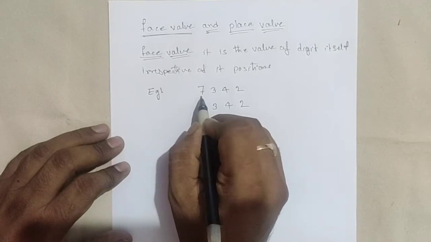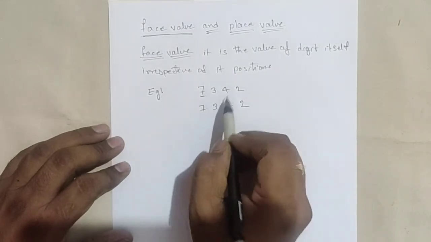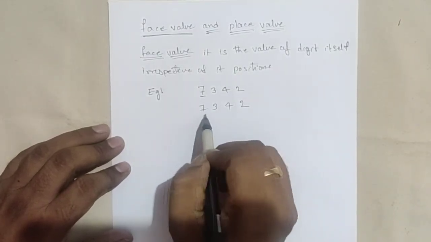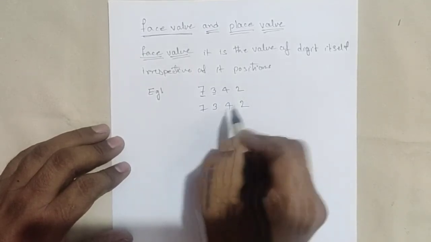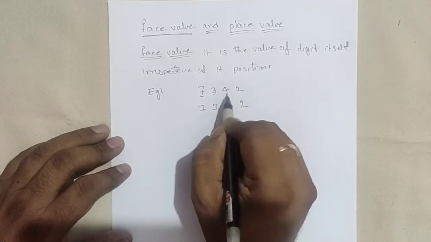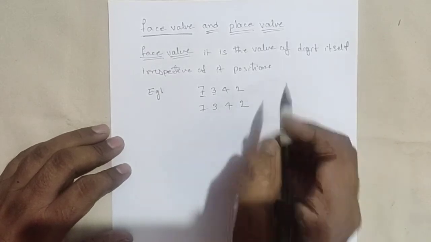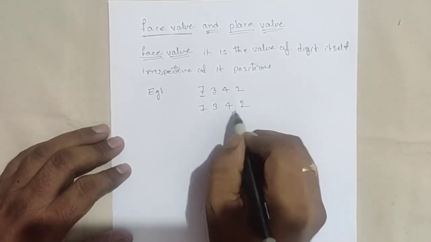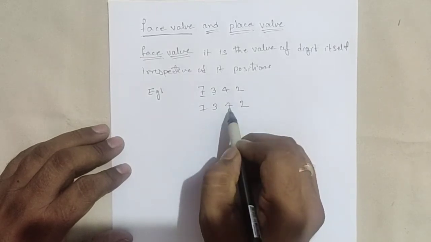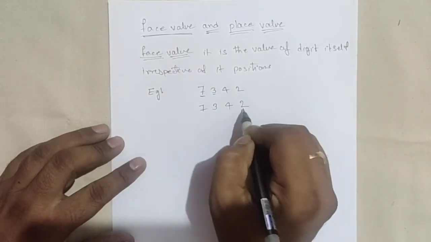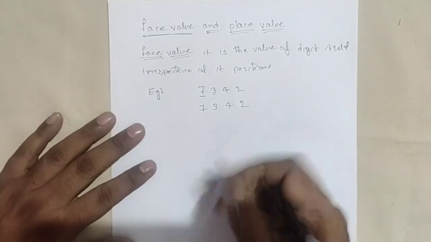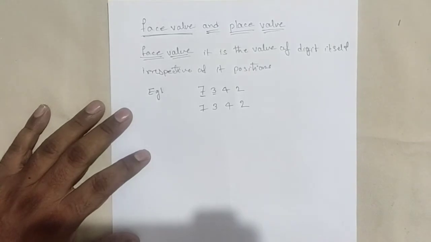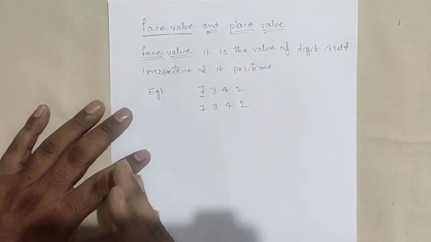See, 7000, it is in the thousands position, even though its face value is 7 only. 3 is in the hundreds position, even though its face value is 3. And 4 is in the tens position, so irrespective of the place, the face value of 4 is 4 itself. For 2 the face value is 2 itself. In this way we're going to find the face value. Just remember, face value is nothing but the digit itself.